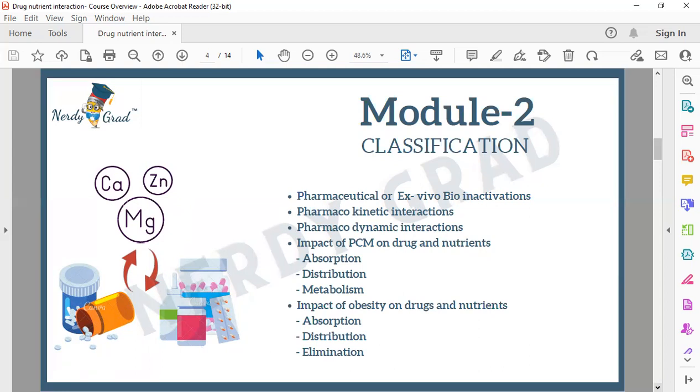And following this classification, we are going to deal with how protein calorie malnutrition creates a drug nutrient interaction dependency, the impact of PCM on drugs and nutrients, and how in PCM, absorption of drug, distribution of drug, and metabolism of drug and nutrient play a role. Similarly, following that, the impact of obesity on drugs and nutrients, how absorption, distribution, and elimination play a role in the drug and nutrient interaction if the person is obese.